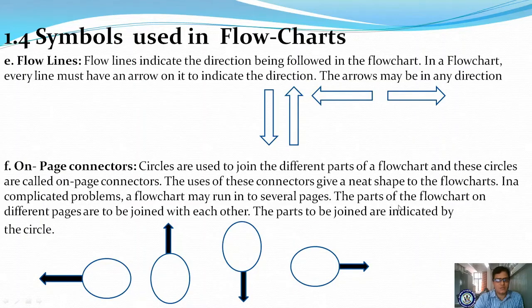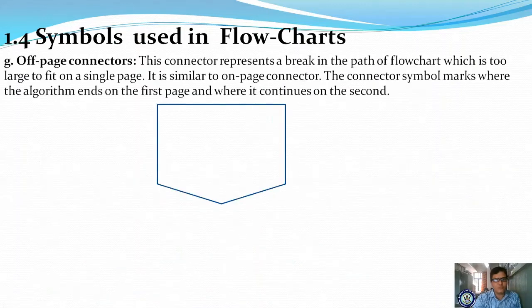And next, the flow of lines is indicated by using this arrow mark, and this circle indicates the on page connector or off page connector. Here the off page connector is represented like this, and it indicates that the flowchart is not ended in the same page, it is continuing in some other pages. To represent that, you are using off page connectors. Hope you have understood this concept. We will continue in the next class.